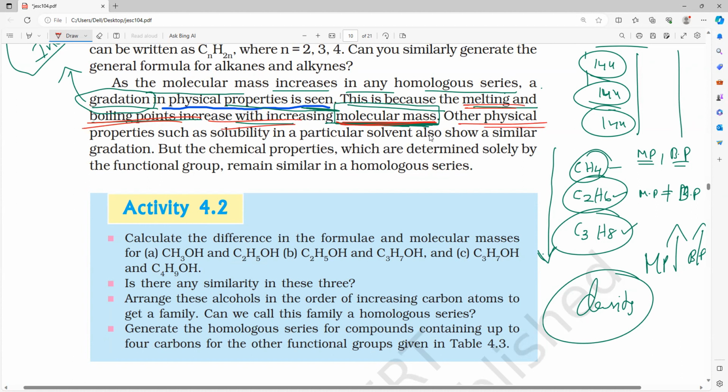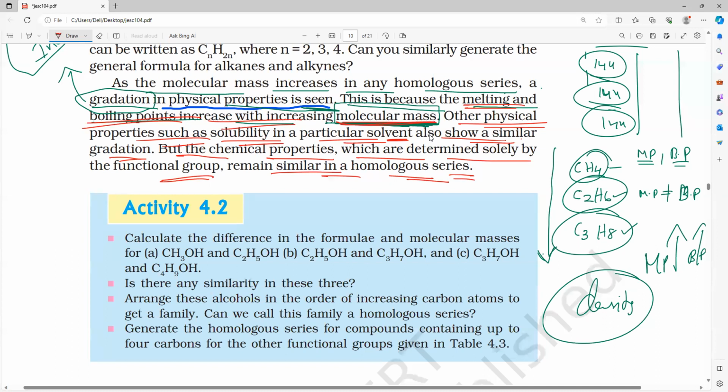Next, other physical properties. What is that? Solubility in a particular solvent also shows similar gradation. So that is also very important. Solubility also changes when the molecular mass is increasing. Gradation again, increasing only. So we can see variation in physical properties, but the chemical properties are the same. See here. The chemical properties, which are determined solely by the functional group, remain similar in a homologous series.